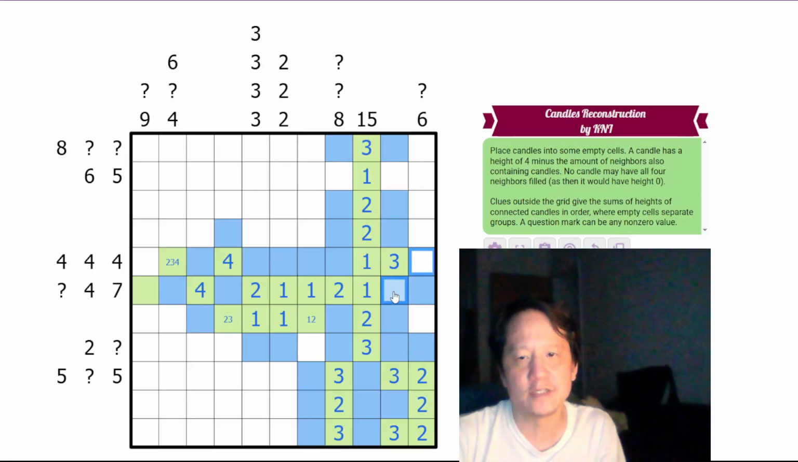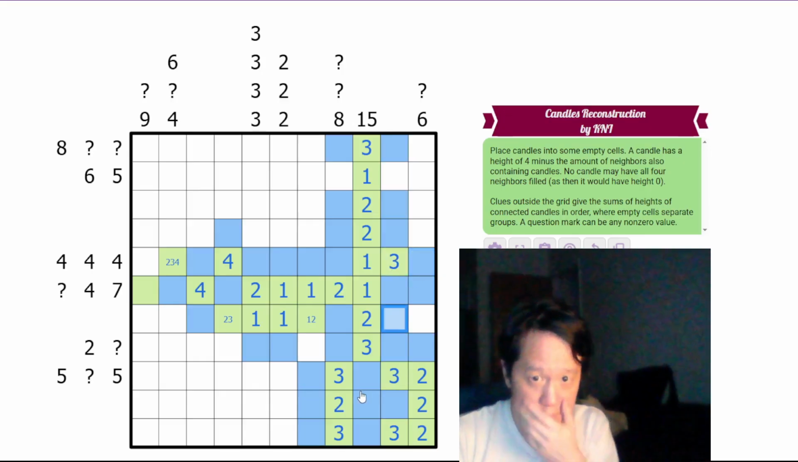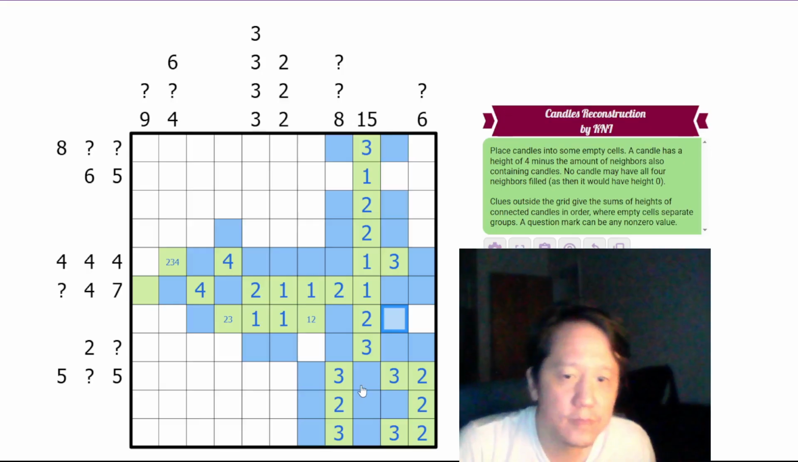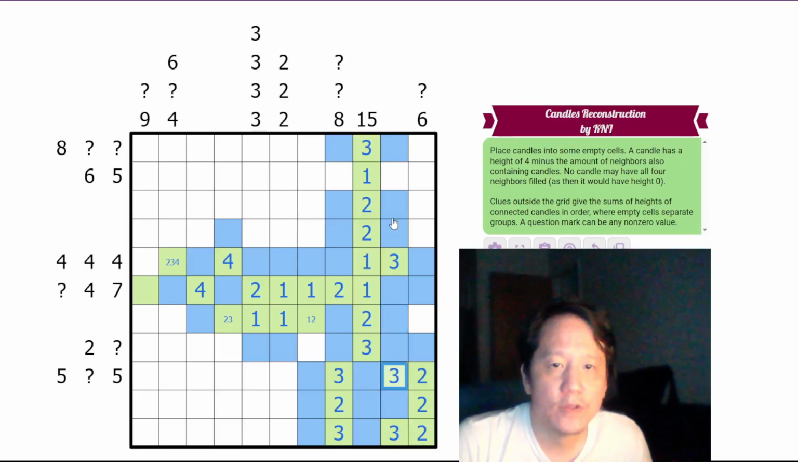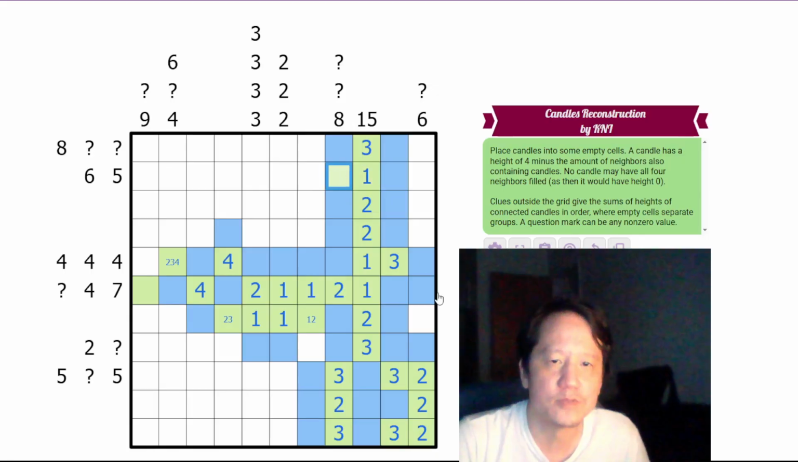That means it has only 1 neighbor with candles. So no candle there. 3, 3. This is done, 15. We need 1 more candle here. So this cannot have a candle because we need to have 1 space in an edge surrounding the cell without a candle. So this is 1.